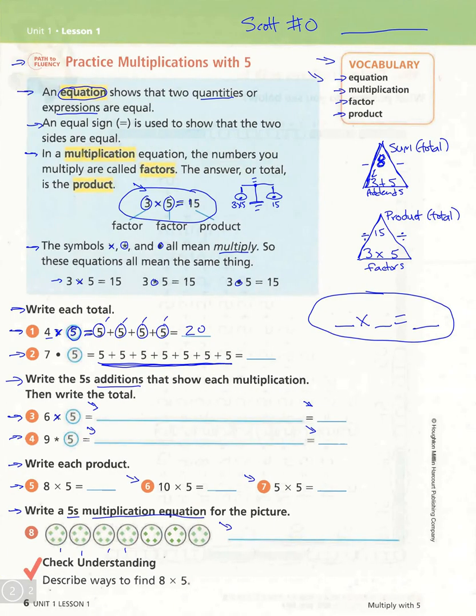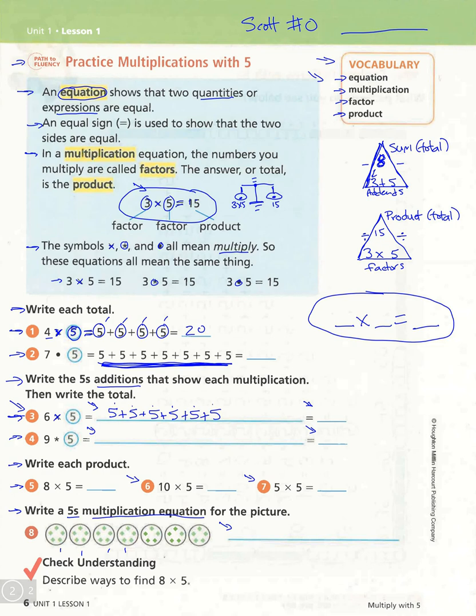So really, we're looking down here at number 3, and the directions were to write the additions, which remember were these things up here. So how many 5s, right? So this says 6 groups of 5. I'm looking at number 3 here. 6 groups of 5. So really, I'm going to count, and I'm going to write a bunch of 5s here. 1, 2, 3, 4, 5, 6. I did 6 5s, and I'm going to put a plus sign in between each of those. There we go. So 1, 2, 3, 4, 5, 6.